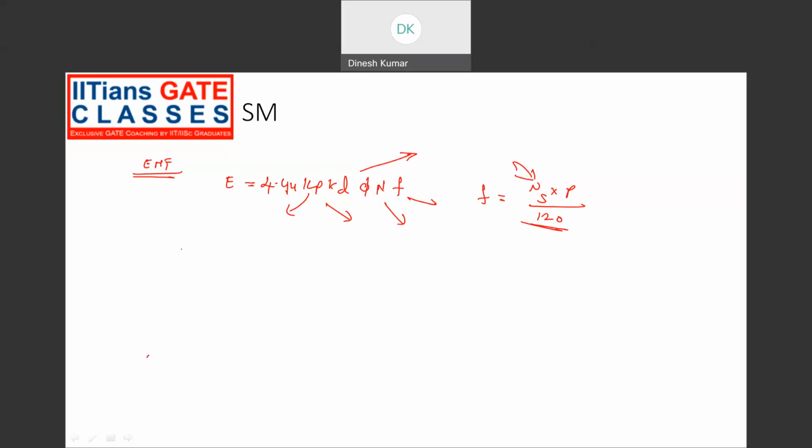Next, we will talk about armature reaction. What is the armature reaction? The effect of armature flux on the main field flux is called armature reaction. And this armature reaction depends on the magnitude of the load as well as the load power factor. So let's say this is our flux phi m.